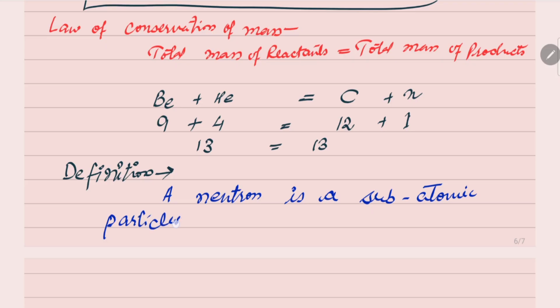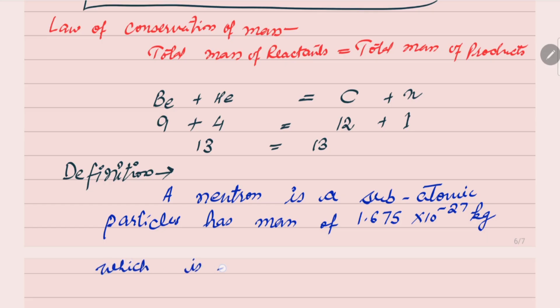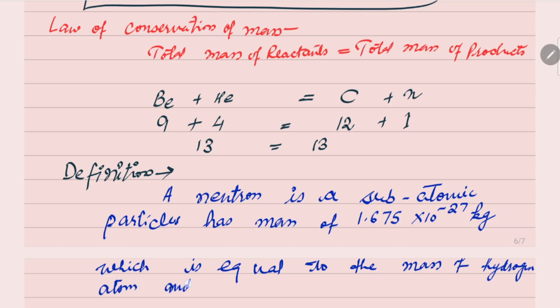That has a mass of 1.675 into 10 to the power negative 27 kilograms, which is equal to the mass of a hydrogen atom, and it is electrically neutral. It does not have any charge on it. So that is the definition.